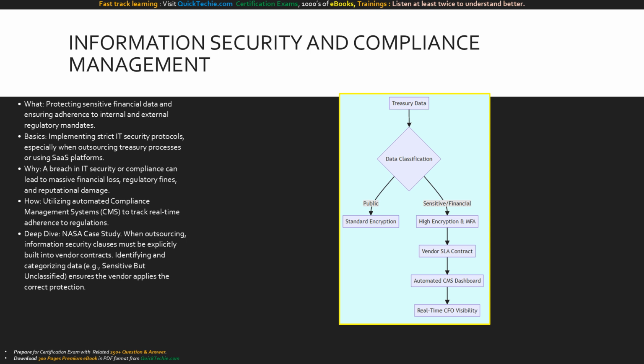Let's trace how data flows into a secure compliance framework. At the top, raw Treasury data enters the data classification diamond. If it's public, it gets standard encryption. But if it's sensitive financial data, it routes to high encryption and multi-factor authentication. This strict standard is then legally embedded into the vendor SLA contract. Finally, adherence to these security protocols and regulatory requirements feeds into an automated CMS dashboard, providing the CFO with real-time visibility and confidence that the firm is fully compliant.